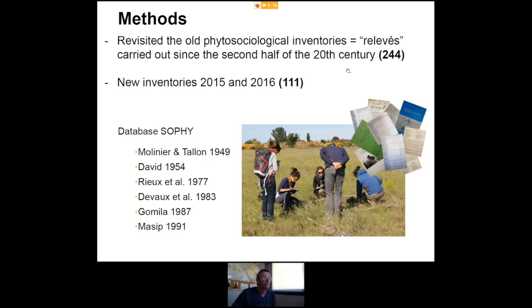And we've got a chance because we found in this area, for all the first part of the 20th century, around 2,050 relevés of phytosociological inventory, which have been done in this area by this author. So thank you very much to this author for having done these jobs. And we realized new inventories for comparison in 2015 and 2016. So we did more than 100 new phytosociological inventories or relevés. Thanks again to all the people who helped us.